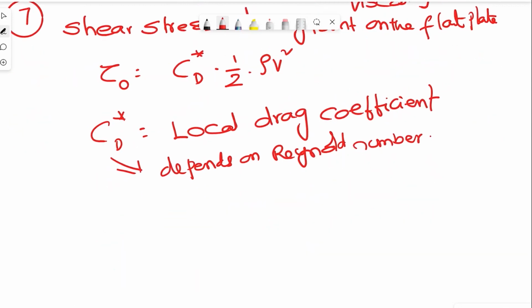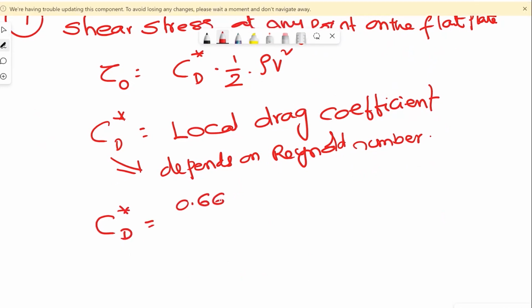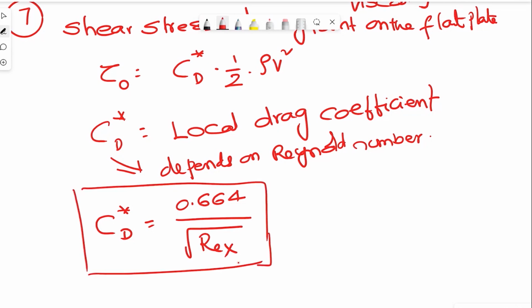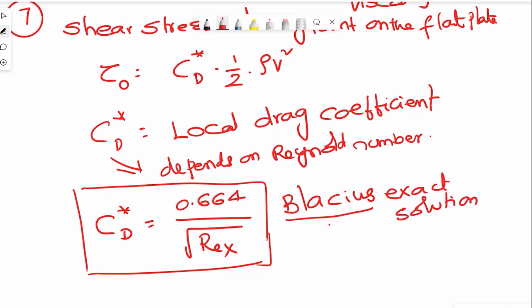Then if I want to give you an expression, CD star is equal to 0.664 divided by root Rex. x is wherever you want to find out. So this is given by an eminent scientist and mathematician, Blasius. He has given this, the Blasius exact solution. Actually, this Blasius is Prandtl's student.